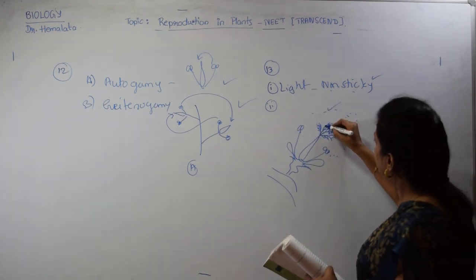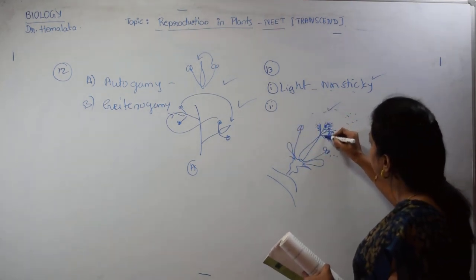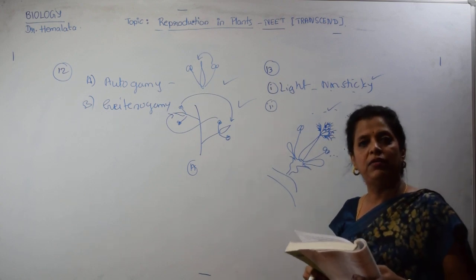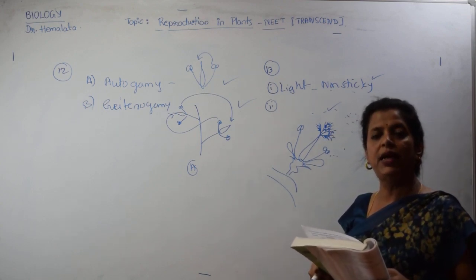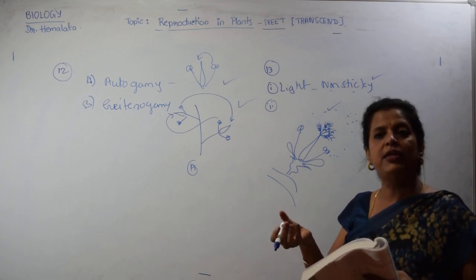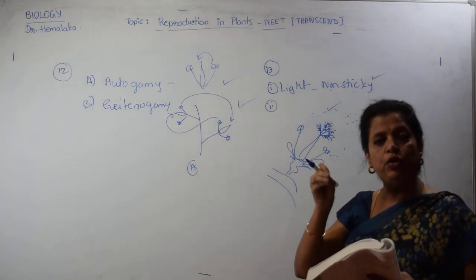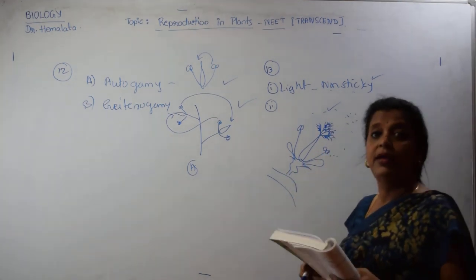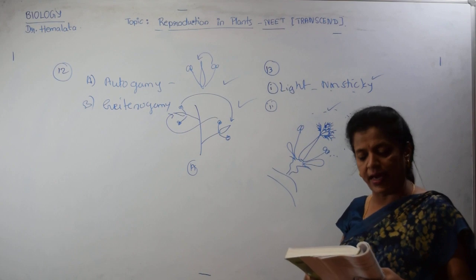If they come in contact with this feathery stigma, they can get stuck here. That's why wind pollinating flowers have modified in such a way that they will catch the pollen grains that are there in air by producing feathery stigma. See, the feathery stigma is catching the pollen grains. It is also an anemophilous character.